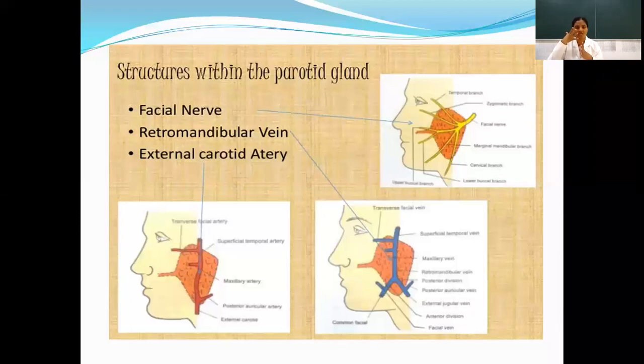So how many terminal branches? 5 branches. You should know where all these 5 branches are supplying. Already the face is completed. So this is the temporal branch, this is the zygomatic branch, this is the buccal branch, and this buccal branch is again divided into upper buccal and lower buccal in relation to the parotid duct. Upper buccal means above the parotid duct, lower buccal is below the parotid duct. And this is the marginal mandibular branch, and this is the cervical branch.